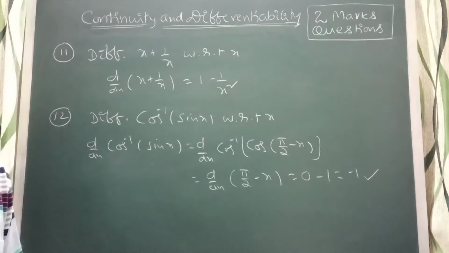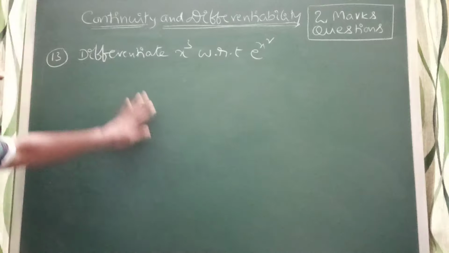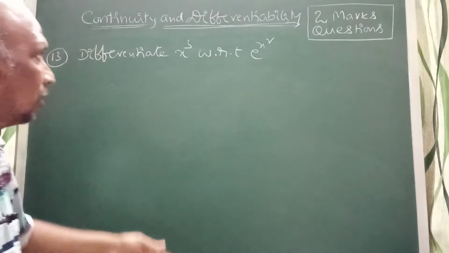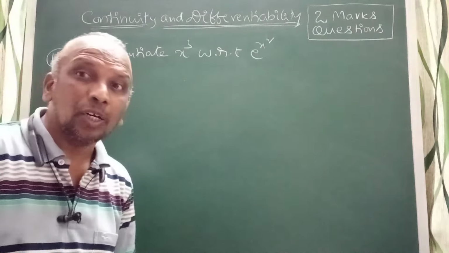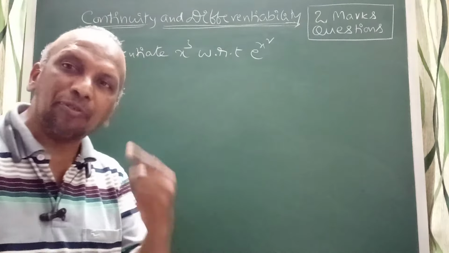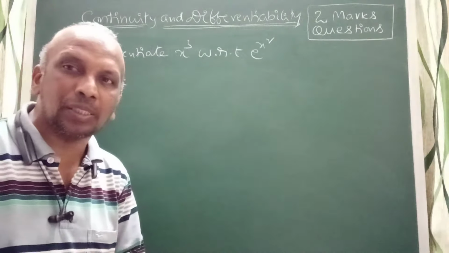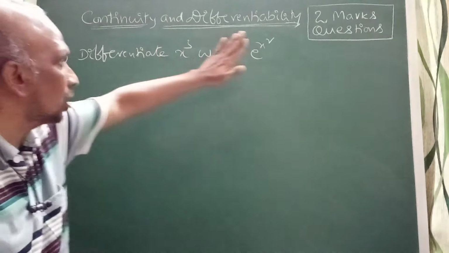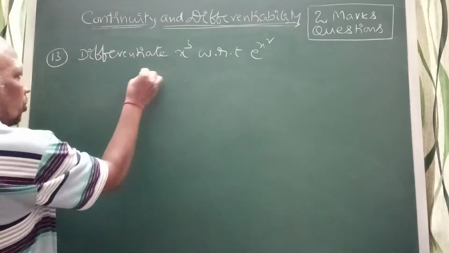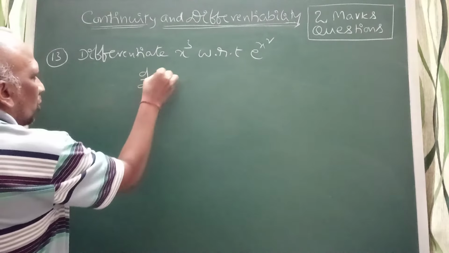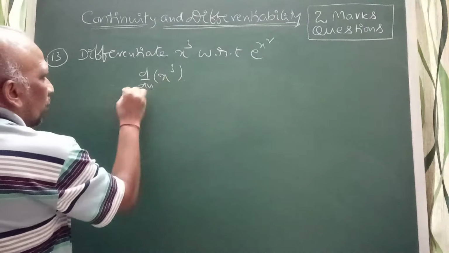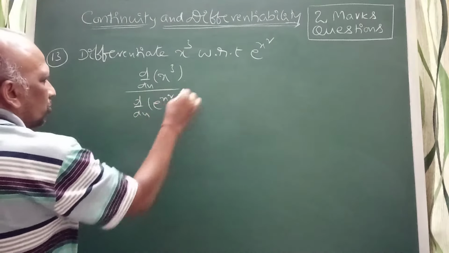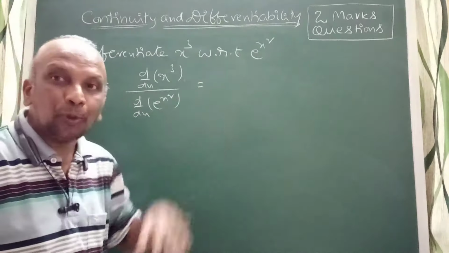We'll do the next problem now. Now see this problem. Differentiate x cube with respect to e power x square. It is like differentiate y with respect to x; we find dy by dx. Let us differentiate this with respect to this, so I can write d by dx of x cube by d by dx of e power x square. So derivative of this by derivative of this.